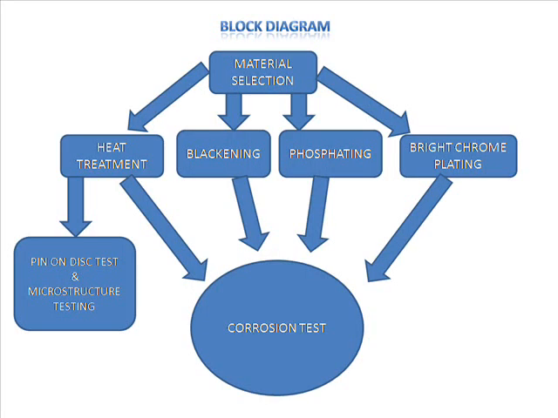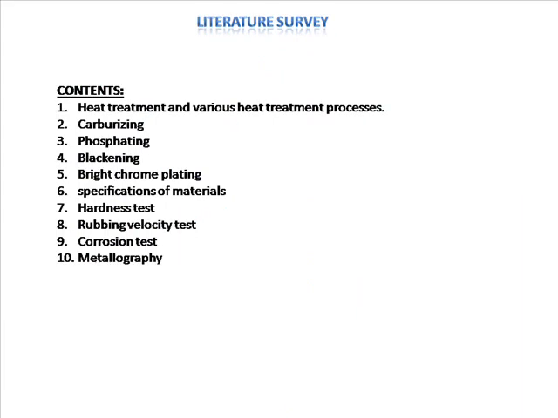This is a block diagram, starting from material selection, heat treatment, blackening, phosphating and bright chromium plating, to the final corrosion test. This is the literature survey. The contents are heat treatment, carburizing, phosphating, blackening, bright chromium plating, hardness test, rubbing, corrosion and metallography.